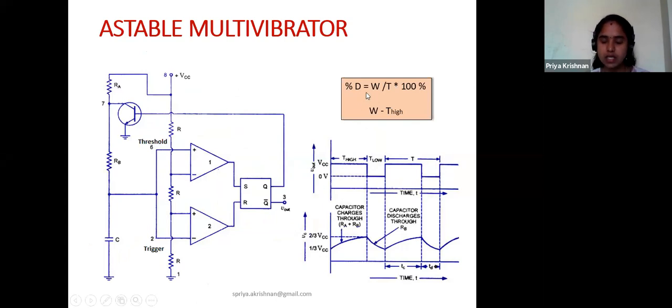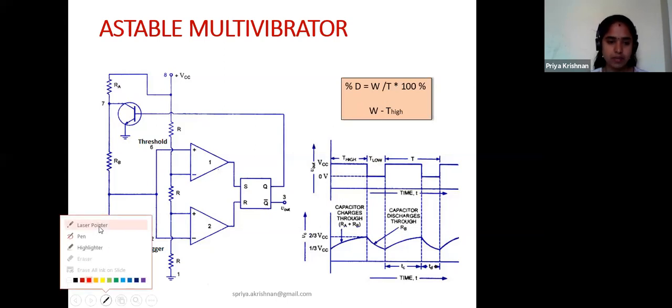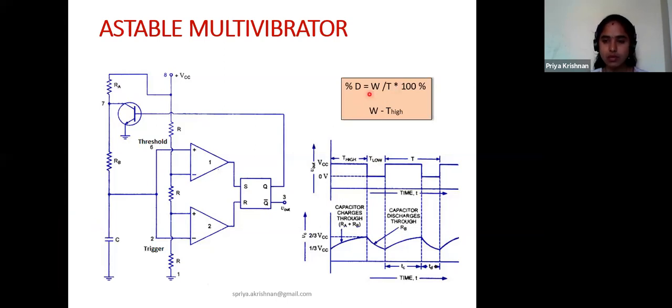So duty cycle is equal to W, where W is my on time. W is how much time the output is on, how much time the output is high. W by total time, on time plus off time, into 100. That is my duty cycle. Hope you all are following.